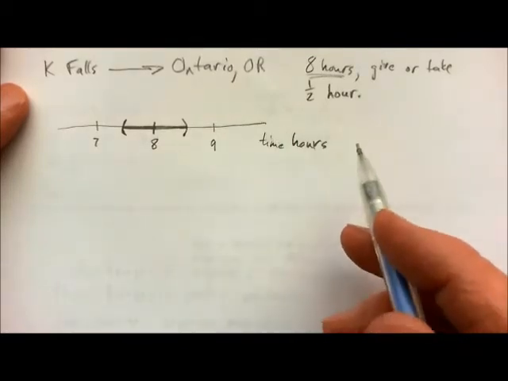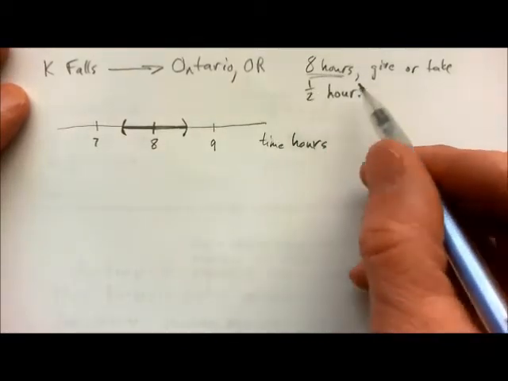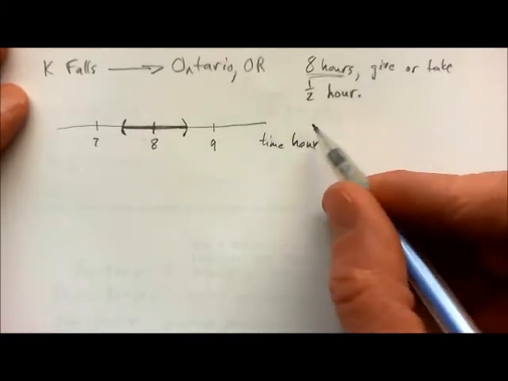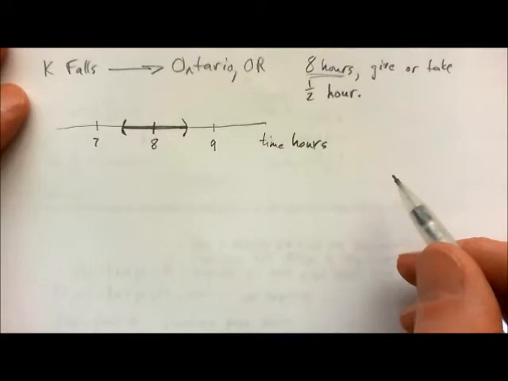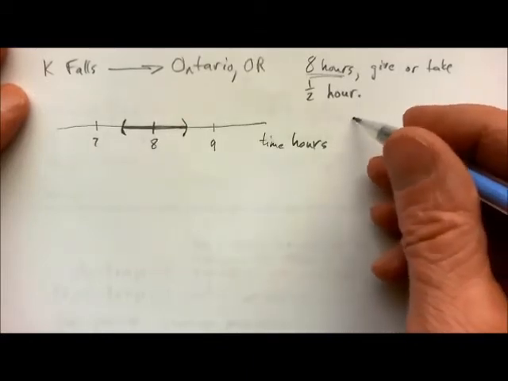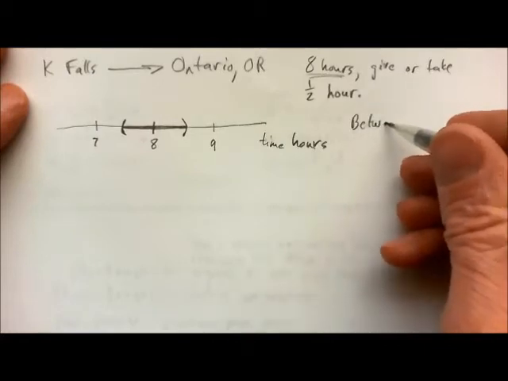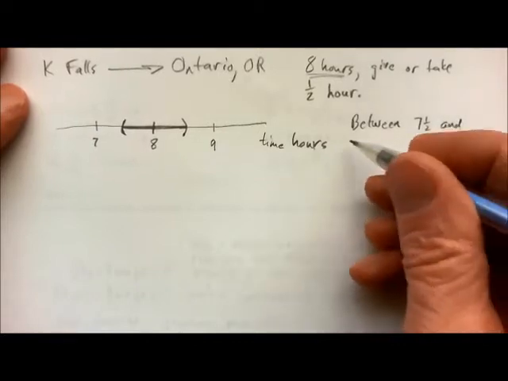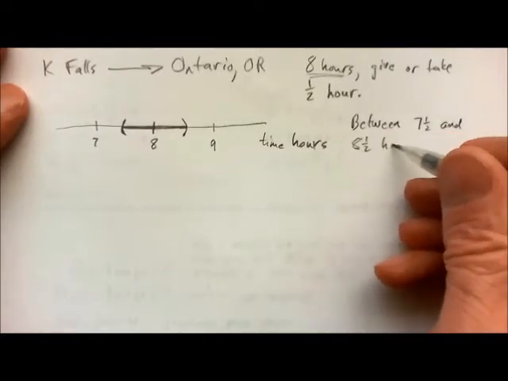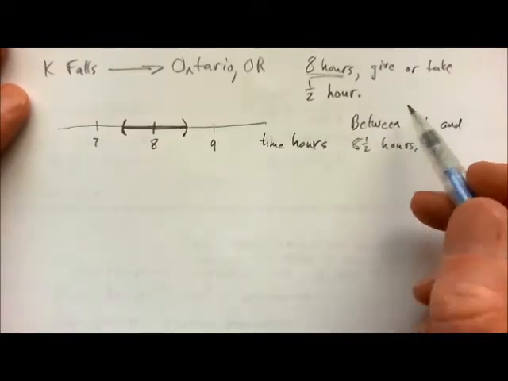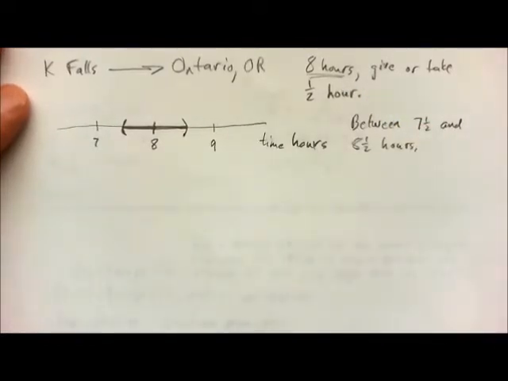So you'll notice based on the picture that Jimmy, instead of saying 8 hours give or take a half an hour, could have estimated the time it would take to get from Klamath Falls to Ontario in a different way. He could have said it would take between 7.5 and 8.5 hours. So these two are conveying the same information, but we have some specific language we'll use.